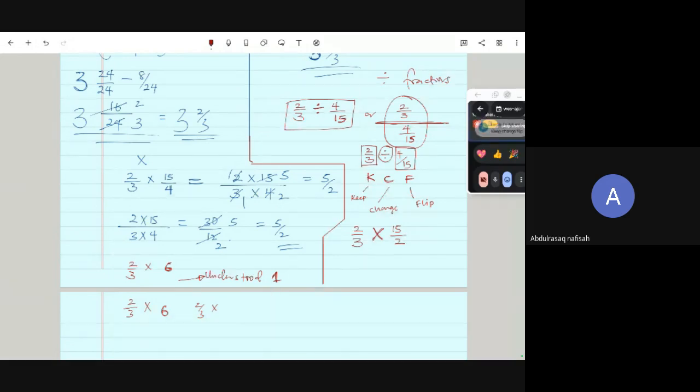Good. So with this now, you can go ahead and do whatever you want to do. It's 15/4, not 15/2, 15/4. Then you can do your normal multiplication that we just did. Do you understand? So it's very simple. 2 times 15 is 30, 3 times 4 is 12. 6 into 12 is 2, 6 into 30 is 5, and we have 5/2. As simple as that.